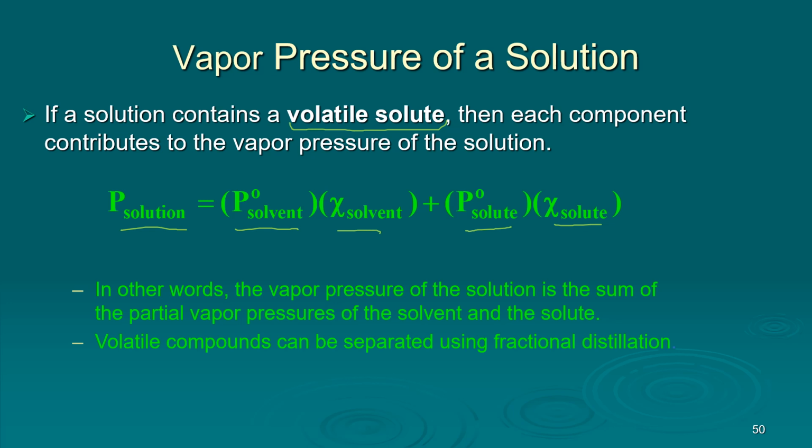The vapor pressure of the solution will be the sum of the partial vapor pressures for each solvent and solute, and you have to add them together.